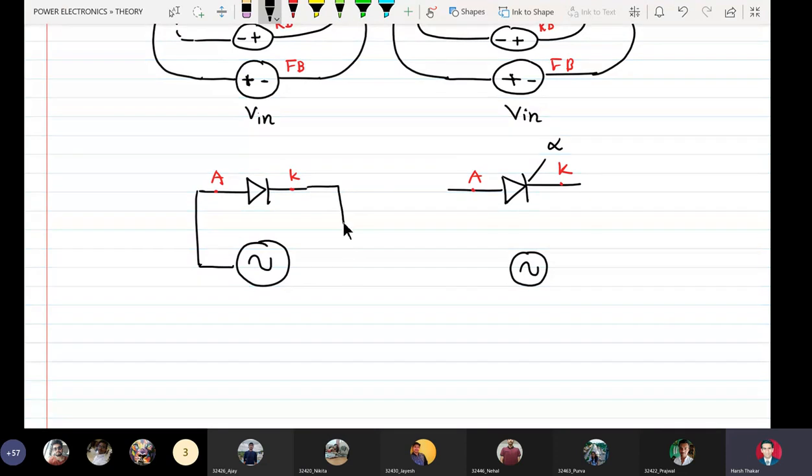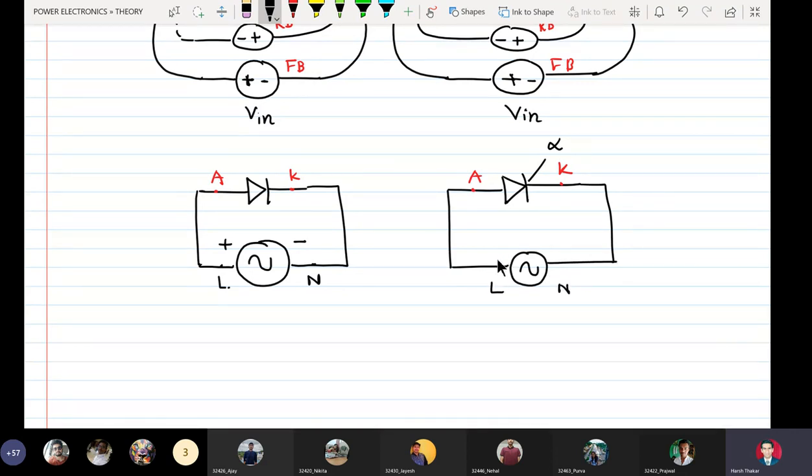So if I say that this is line and this is neutral, then when line is positive with respect to neutral, that is during the positive half cycle, the diode is forward biased, and in the negative half cycle it is reverse biased. Okay. So again I have line and neutral.